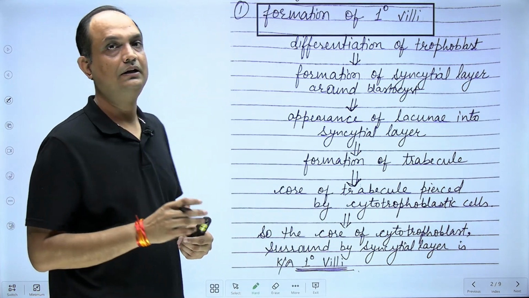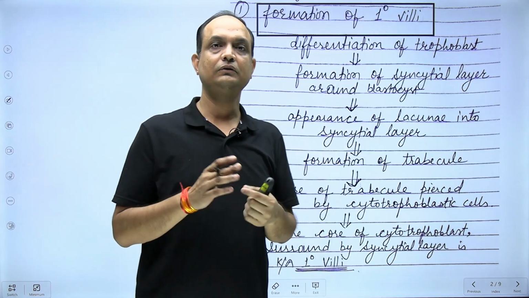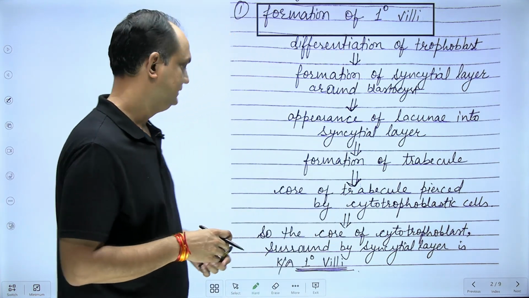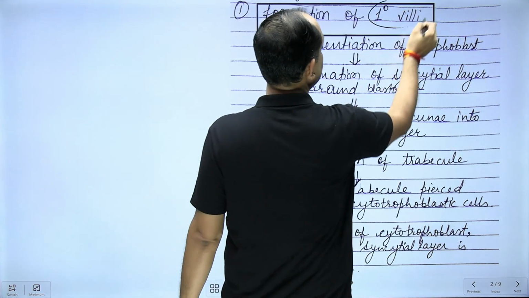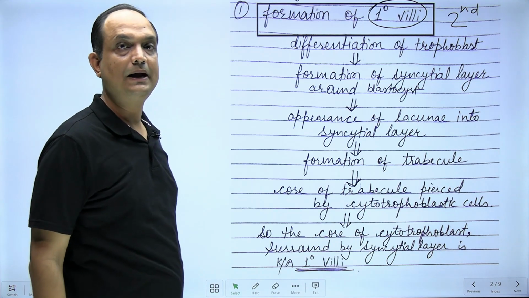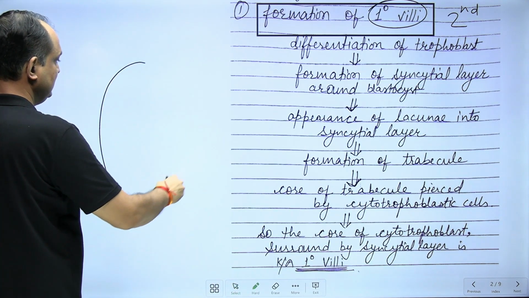So, my dear students, the topic is the formation of primary villi. Whenever you are talking about the formation of primary villi, you have to keep in mind that the primary villi form in the second week of development. So, how do the primary villi form? My dear students, this is your blastocyst.